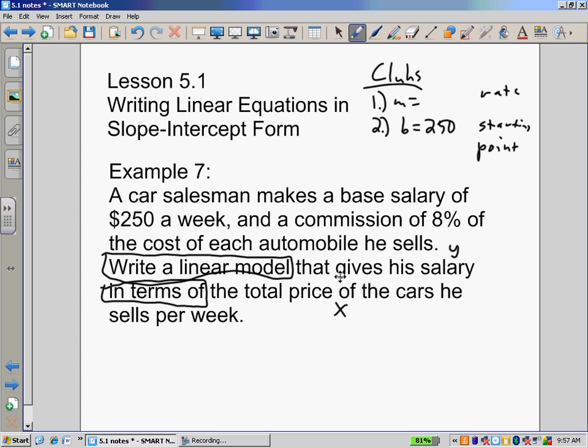But he really doesn't want to do that because he has some incentive. 8% for the cost of each automobile he sells. Now, you can't put an 8 as, for example, he sells 2 cars, he gets 8% of that. Depending on how many cars he sells, this is the rate at which he accumulates money. So that 8%, we're going to change to a decimal, 0.08. Move that decimal place twice to the left so we get 8/100ths. And I have both major clues. I just plug it in. Y equals 8/100ths x plus 250.